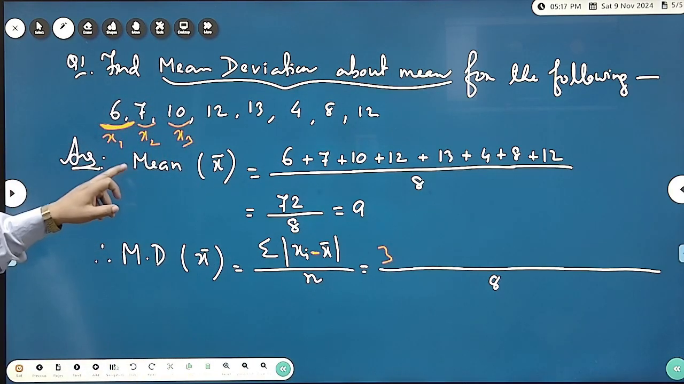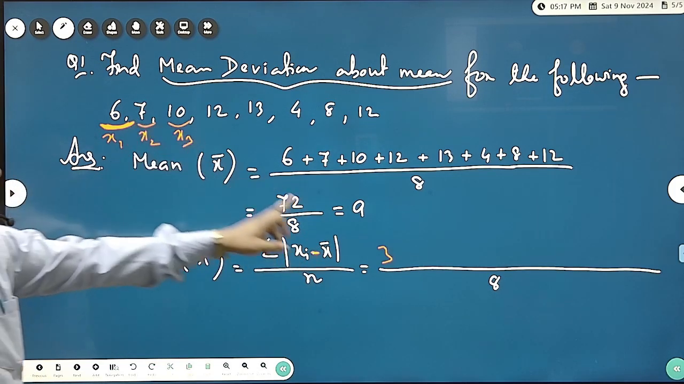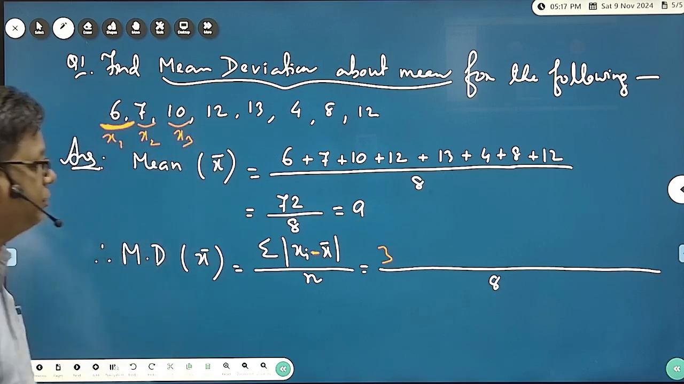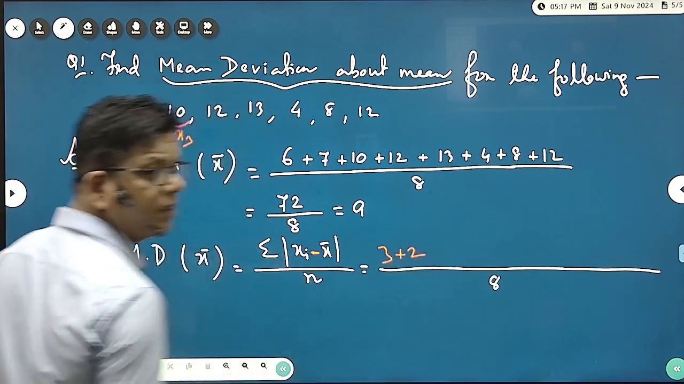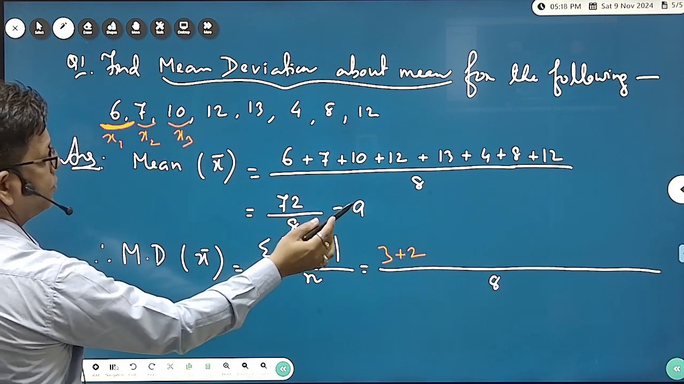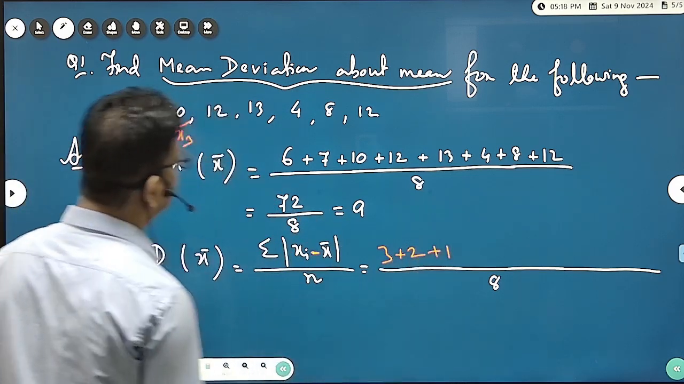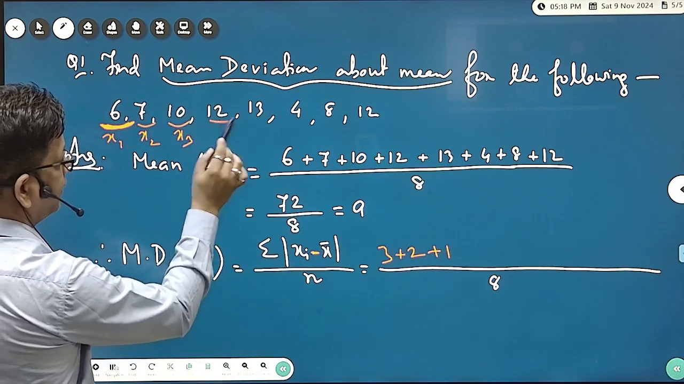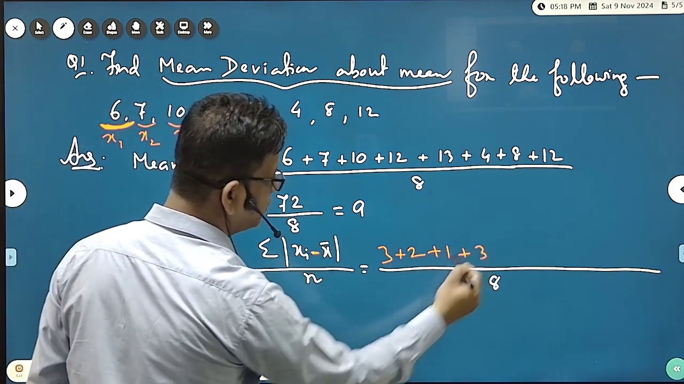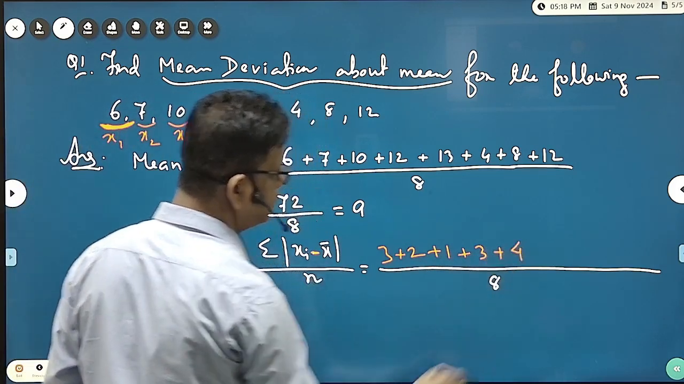So next one, look at this: xi minus x bar. The next number is 7. 7 minus 9 will be minus 2. But modulus, so it will become plus 2. Is it clear? Next, x3 is 10. 10 minus 9 is 1. It's already positive, so it will be positive only. Then 12 minus 9 is 3, so it remains plus 3 only. 13 minus 9 is 4, and the modulus of plus 4 is plus 4 only.